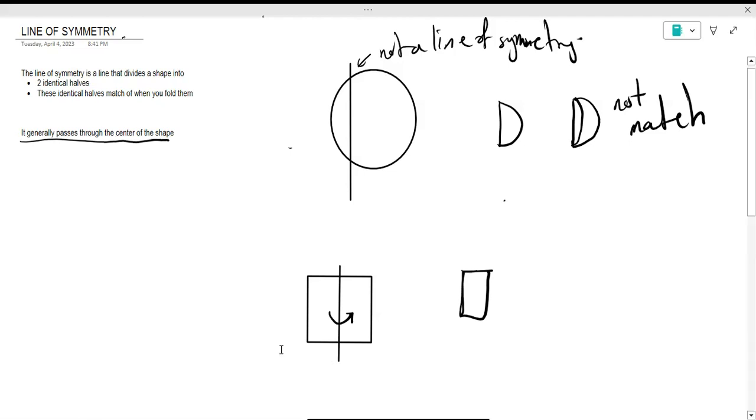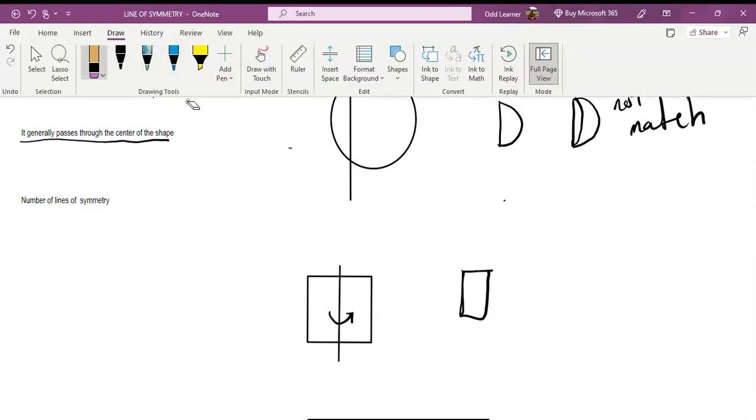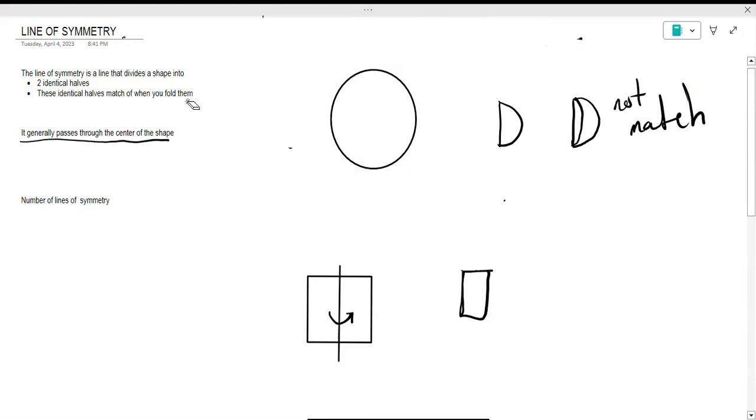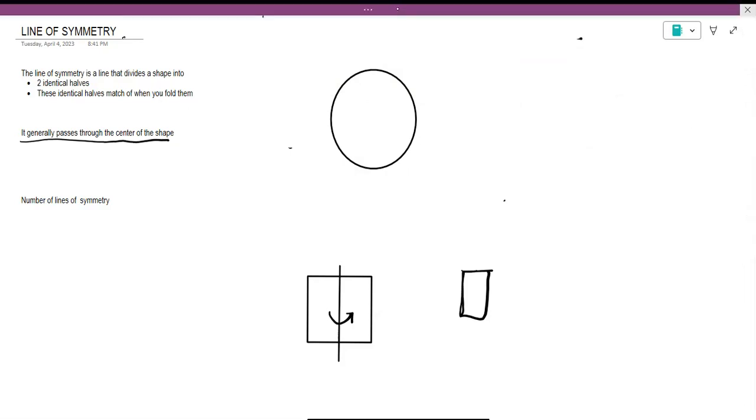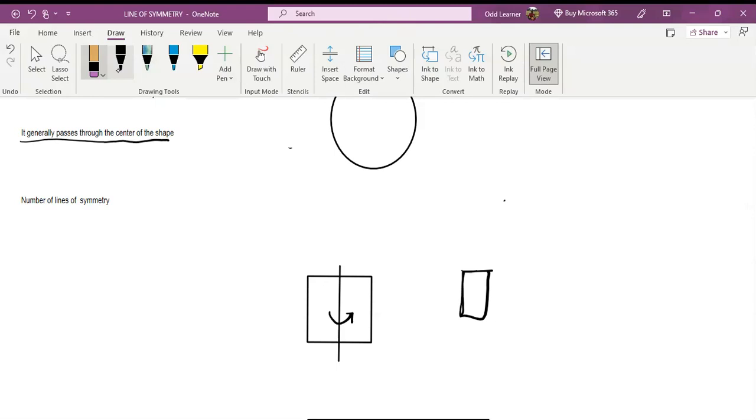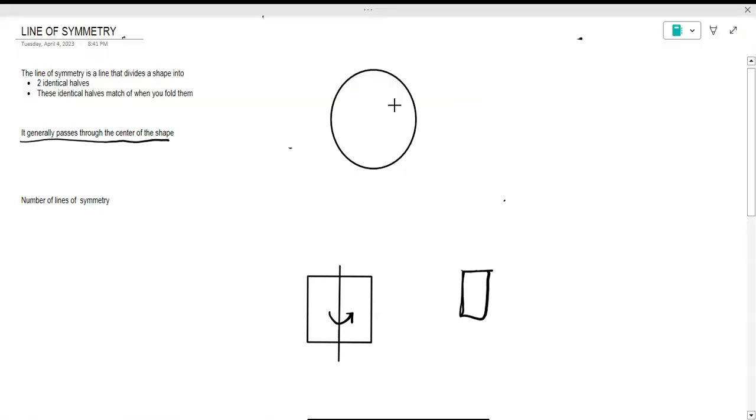Now let's talk about the number of lines of symmetry for different shapes. So for a circle, the interesting thing is that as long as you have a line across the center of the circle, that line can divide the circle into two equal halves.